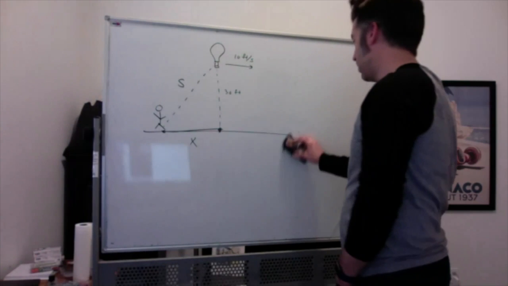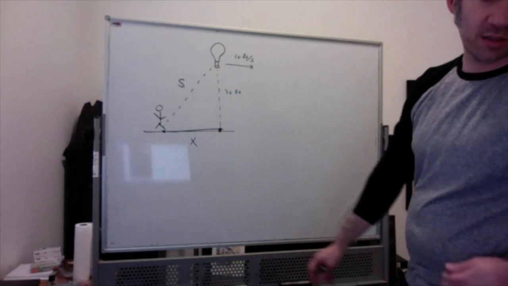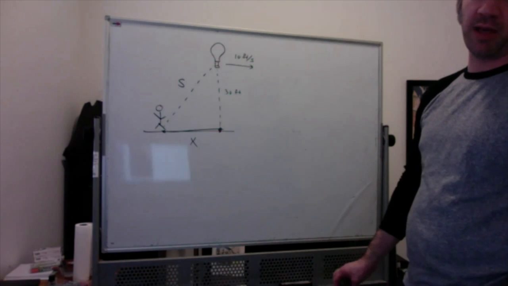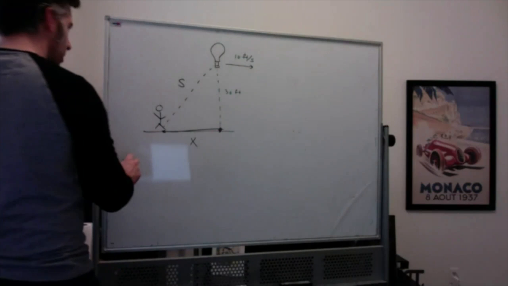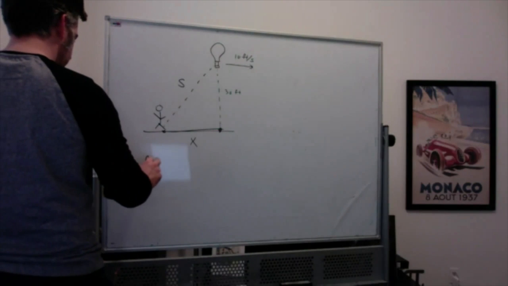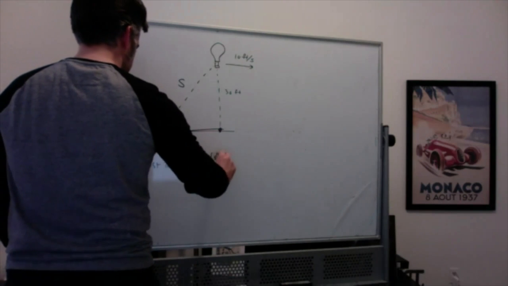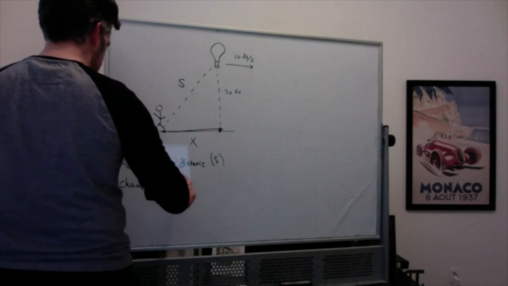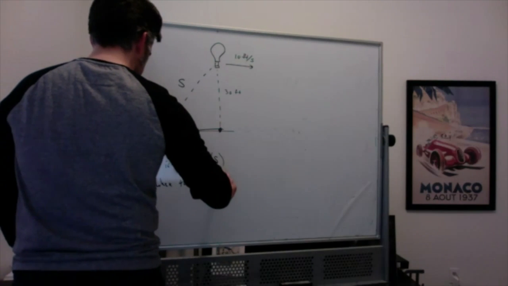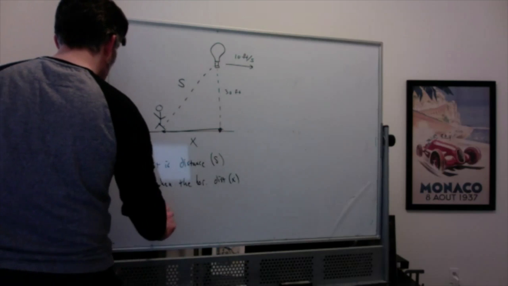All right, so here's the first question. And there are two questions. The first question is, how fast is the distance between the balloon and yourself changing when it is 40 feet away from you horizontally? So how fast is the distance S changing when the horizontal distance X is 40 feet? This is definitely a related rates problem.